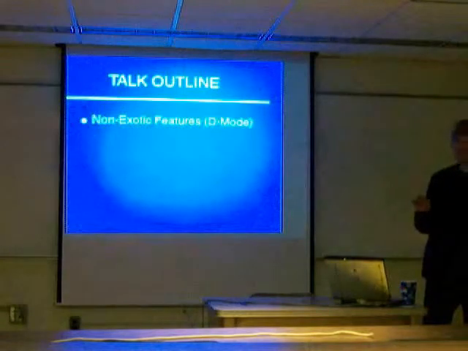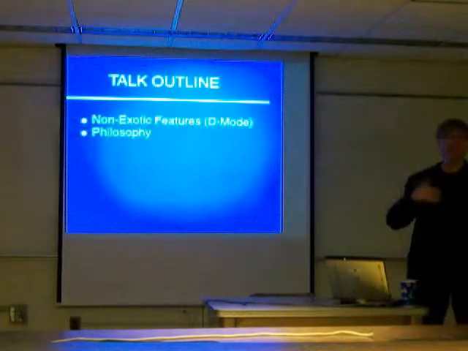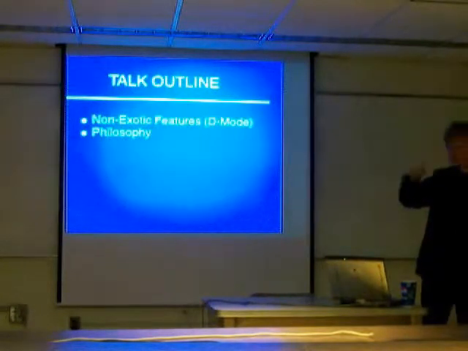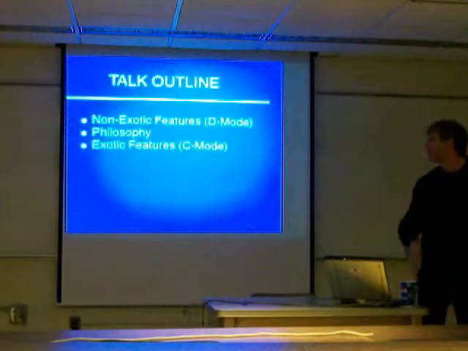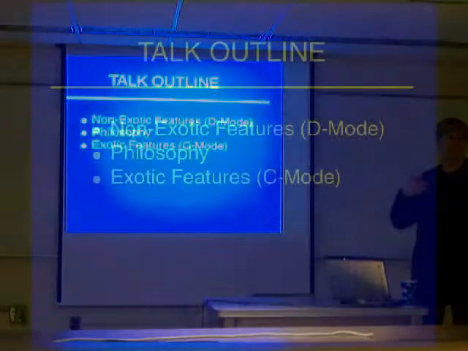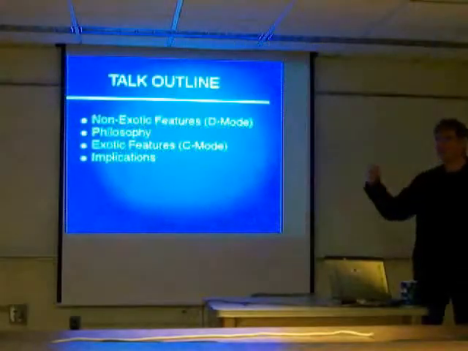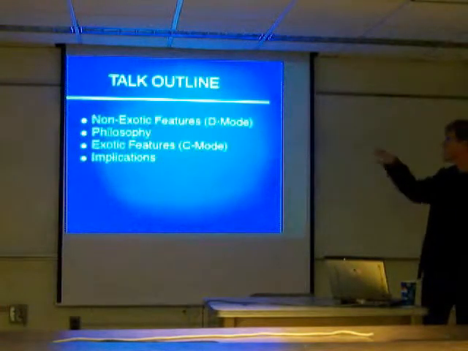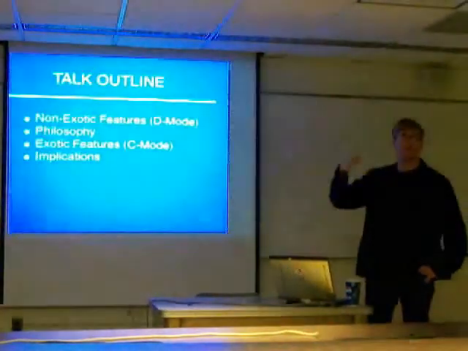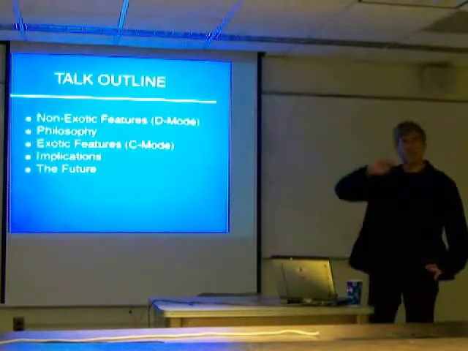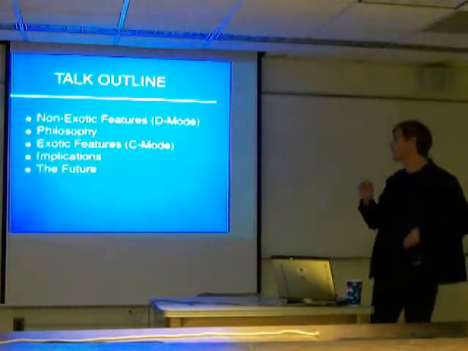But I'll give you this high-level view, and from there I'm going to talk about a little bit of philosophy. This is going to be a backdrop that will tie into the more unusual feature of the cell matrix, what we call the C-mode behavior of the system. After I describe C-mode, I'll tell you some of the implications of that and how they relate to some of the things I described initially. And then, if there's time, I'm going to talk about where this goes in the future, some of the really weird stuff out there.